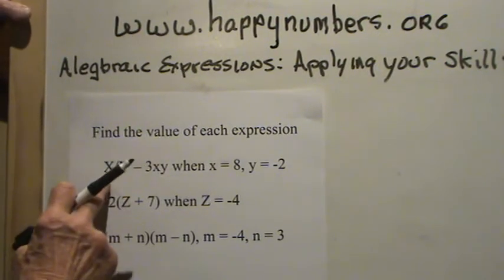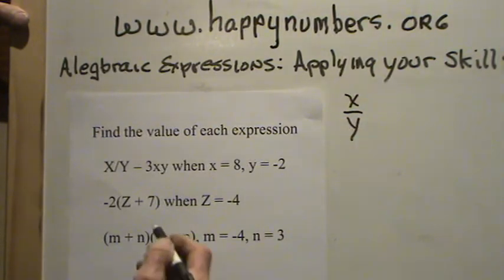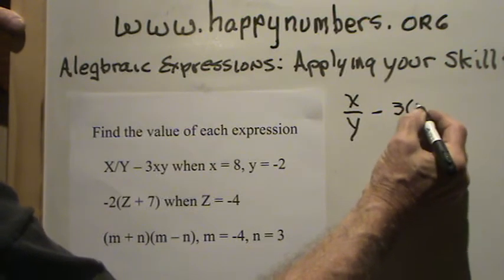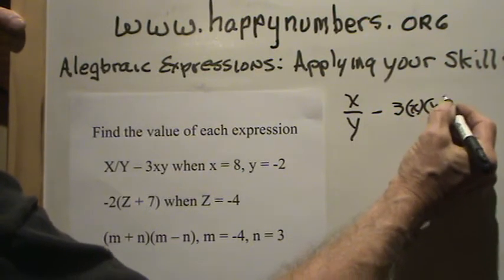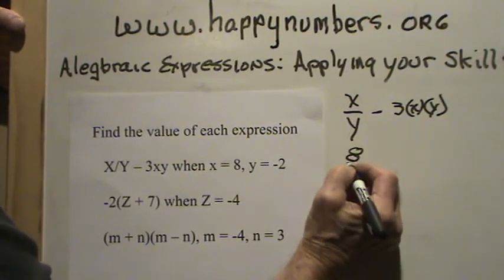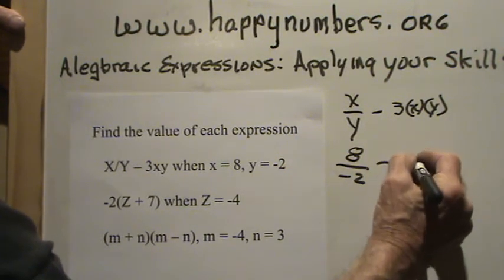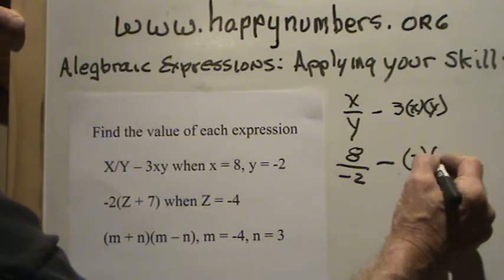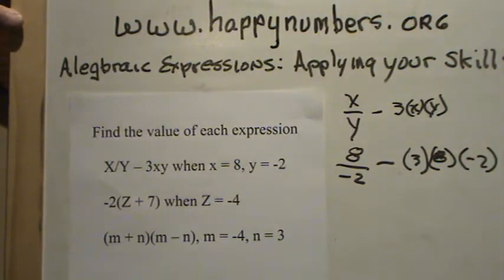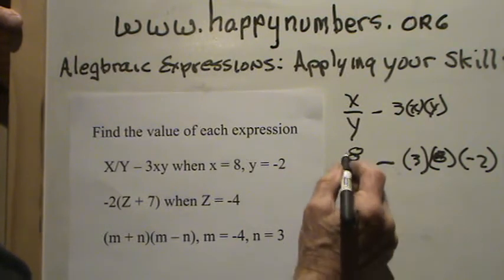Okay, let's see here now. X divided by y minus 3 times x times y. All right, x is 8, so 8 divided by y, which is negative 2, minus 3 times 8 times negative 2. Well, I'm dividing a negative into a positive, so I know this is going to be negative. And 2 goes into 8 4 times.